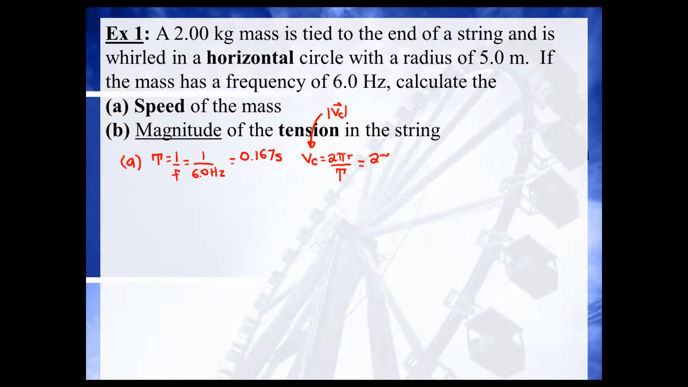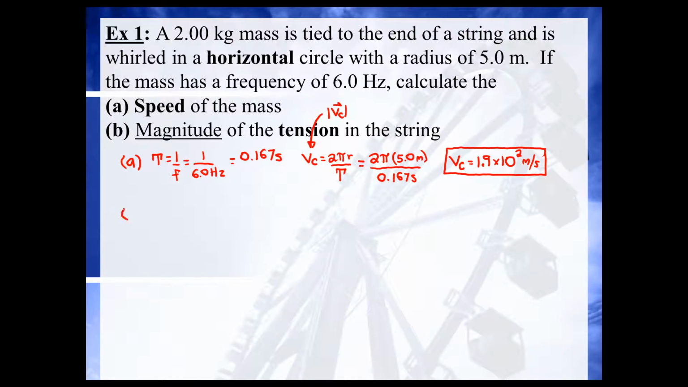So this would be 2 pi times r, the radius, 5.0 meters, divided by capital T, which is my calculated period, 0.167 seconds. And I get Vc is equal to, going to two significant digits, 1.9 times 10 squared meters per second. So far, nothing different in comparison to the calculations from the last lesson.